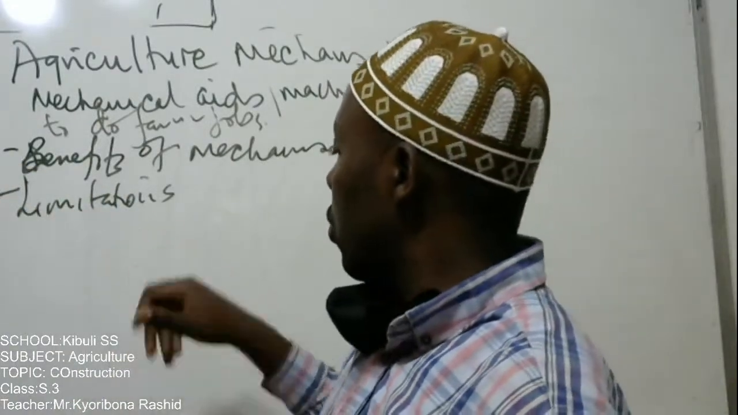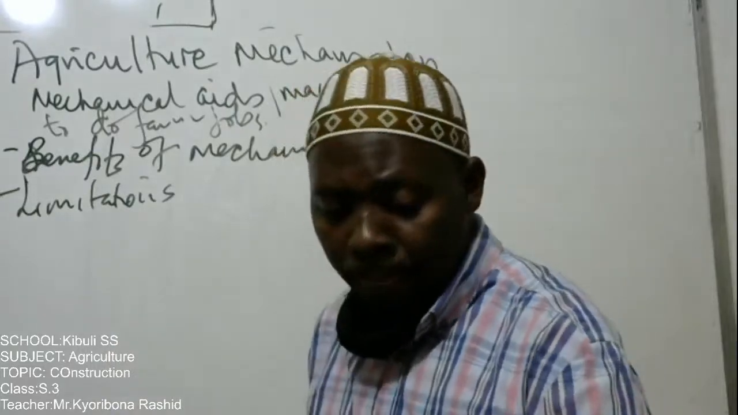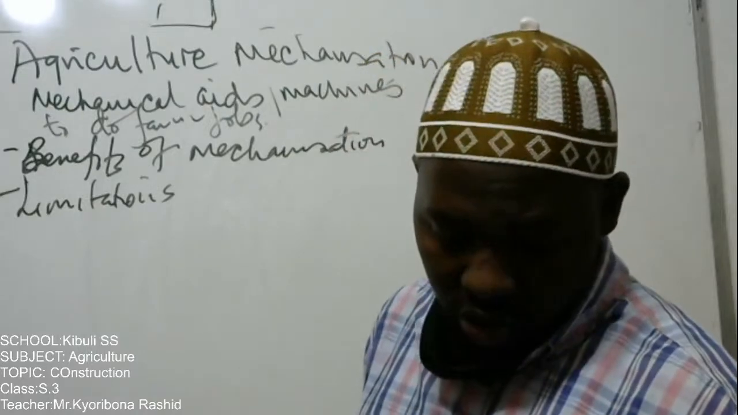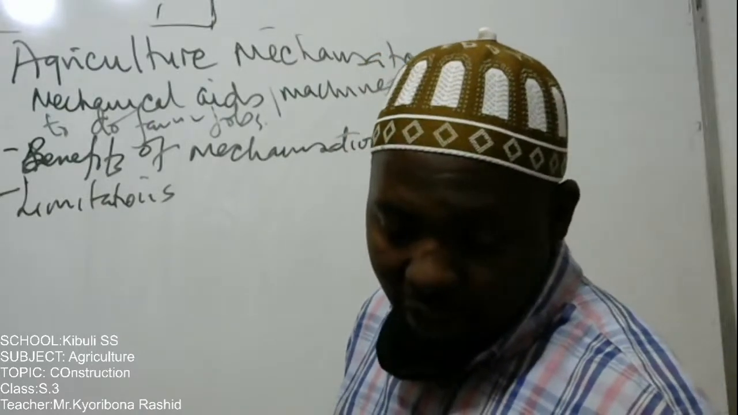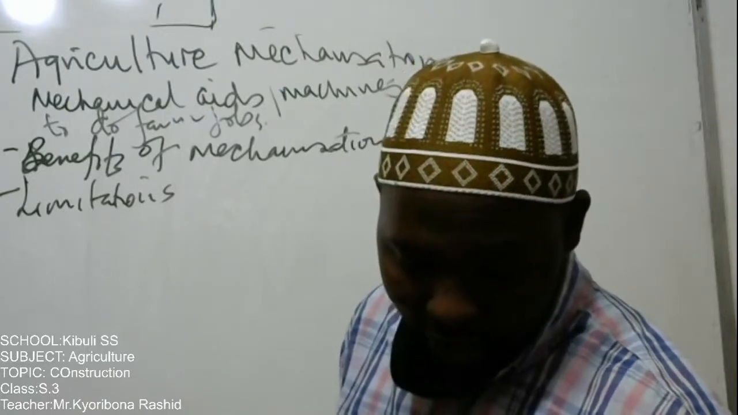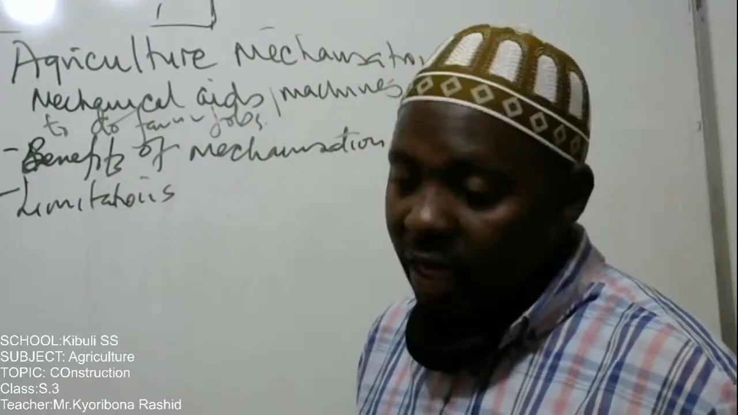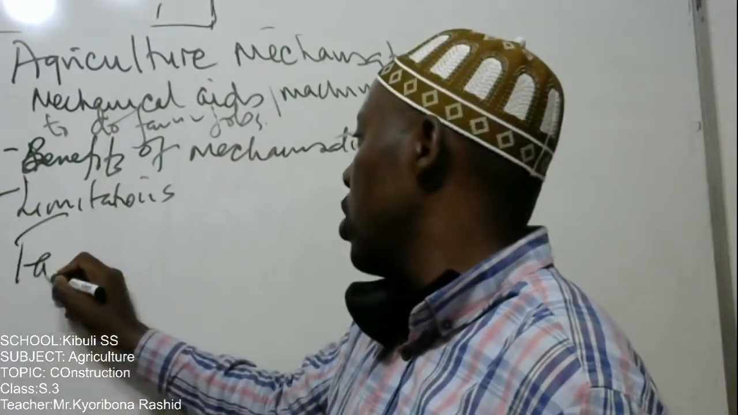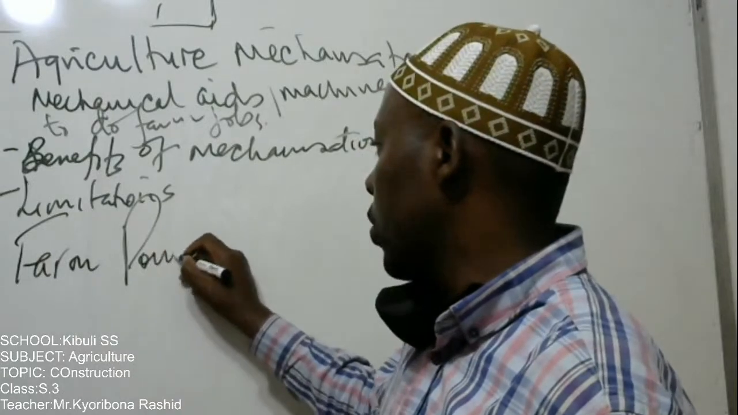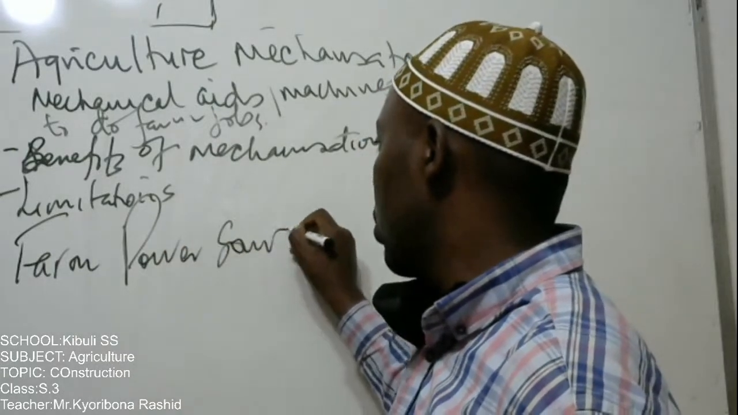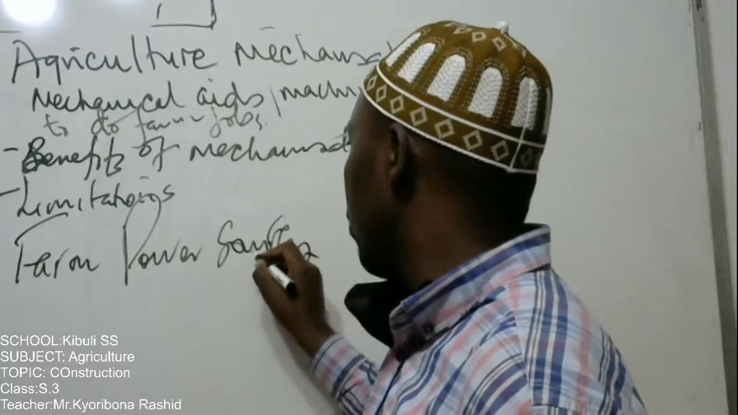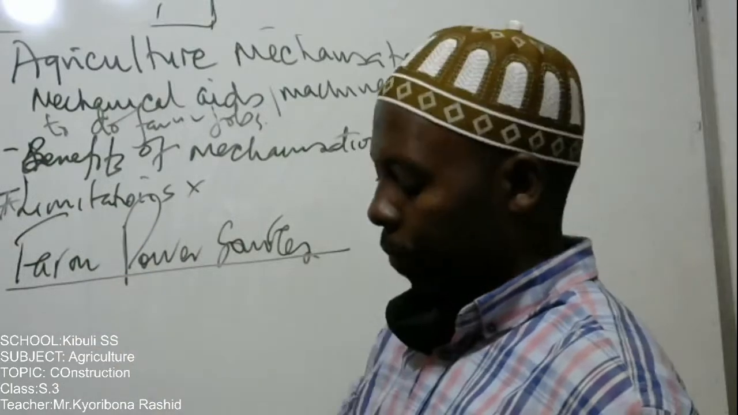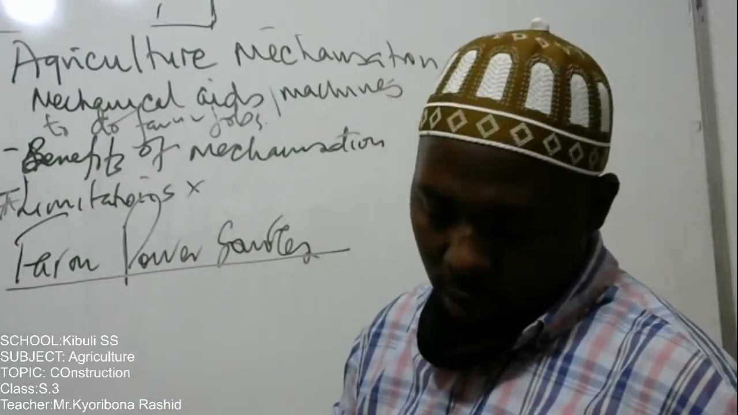So I want us to go and look at the limitations of those machines, because we know that they bring about unemployment. So that next time we start on something new, which is going to be farm power sources. So you read the limitations, and then next time we start on farm power sources.